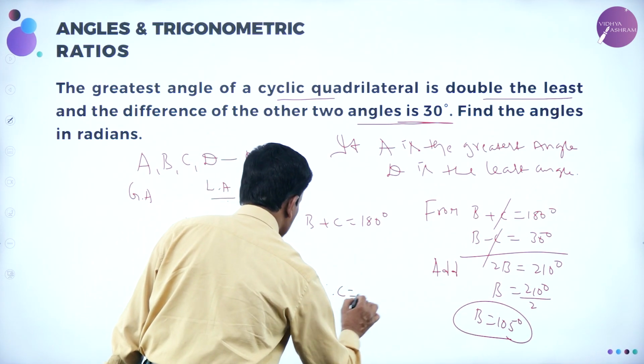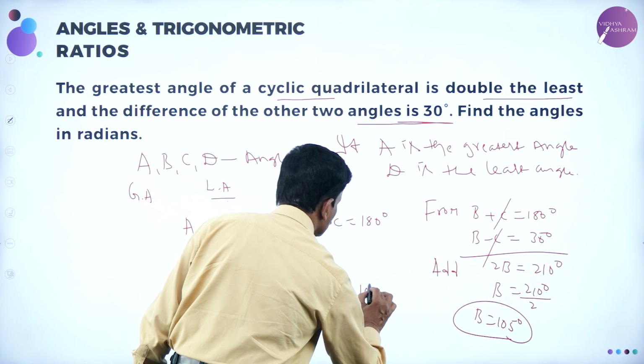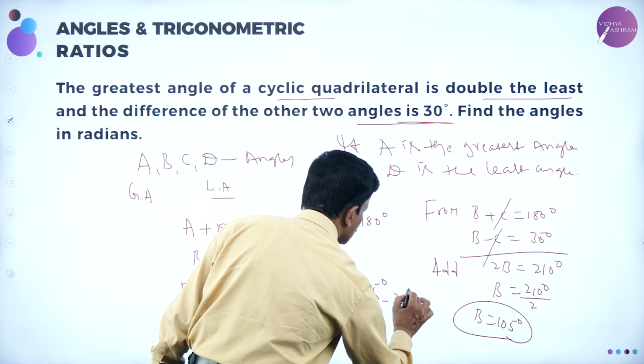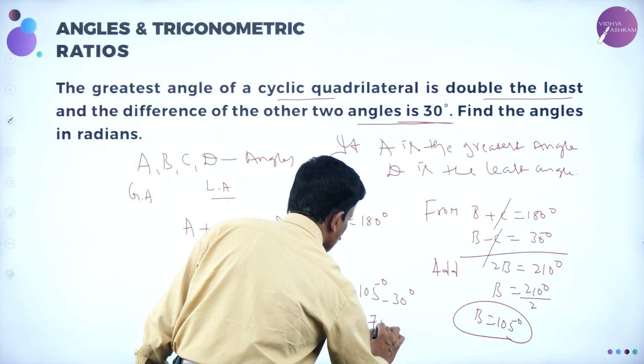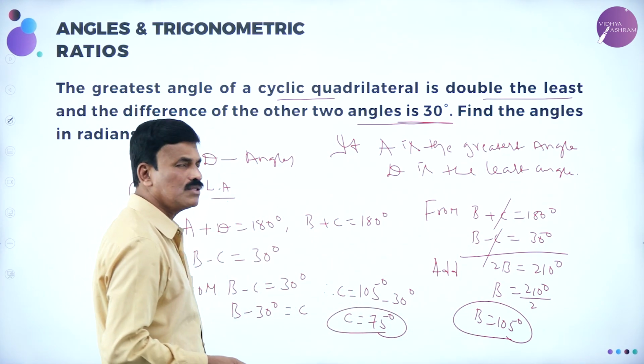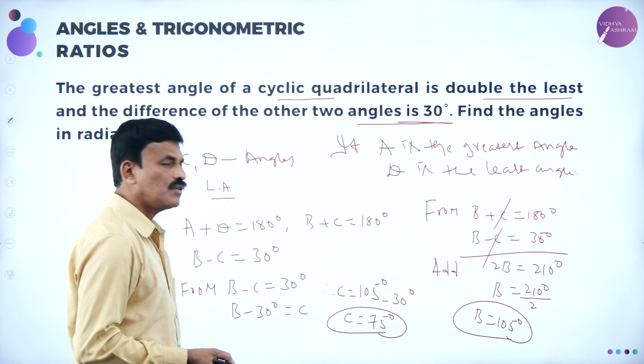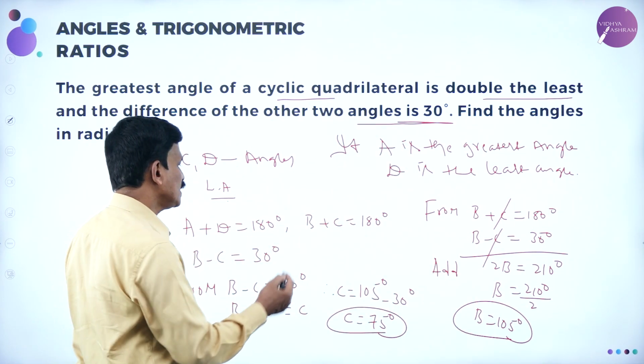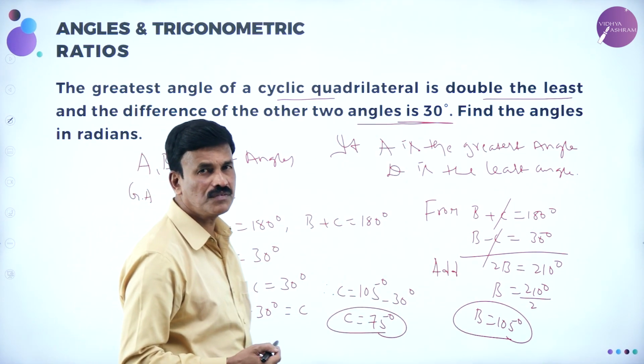Therefore, C is equal to, what is B? B is 105 minus 30 degrees. So, therefore, C is equal to 75 degrees. B is equal to 105, C is equal to 75 degrees. Now, what is required? We need to find the values of A and D.